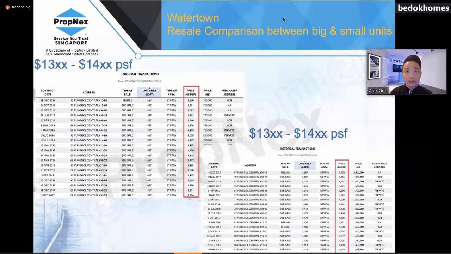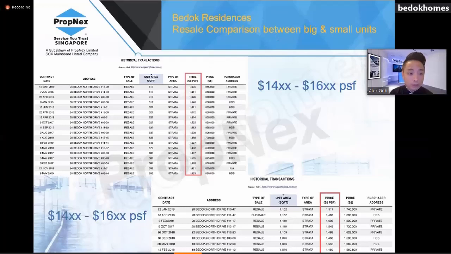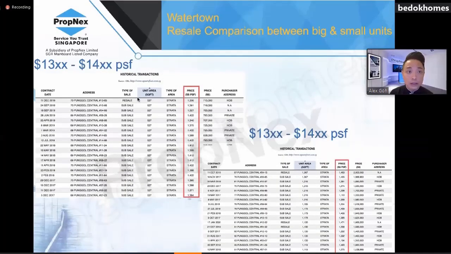Another example, this is in Watertown. So Watertown, you can see the same thing. 1 bedroom here, 1,003 to 1,004 per square foot. 3, 4 bedroom, also 1,003, 1,004 per square foot. So in fact, for mixed developments, I realize that once they touch resale, the price is the same. The PSF will be very similar.